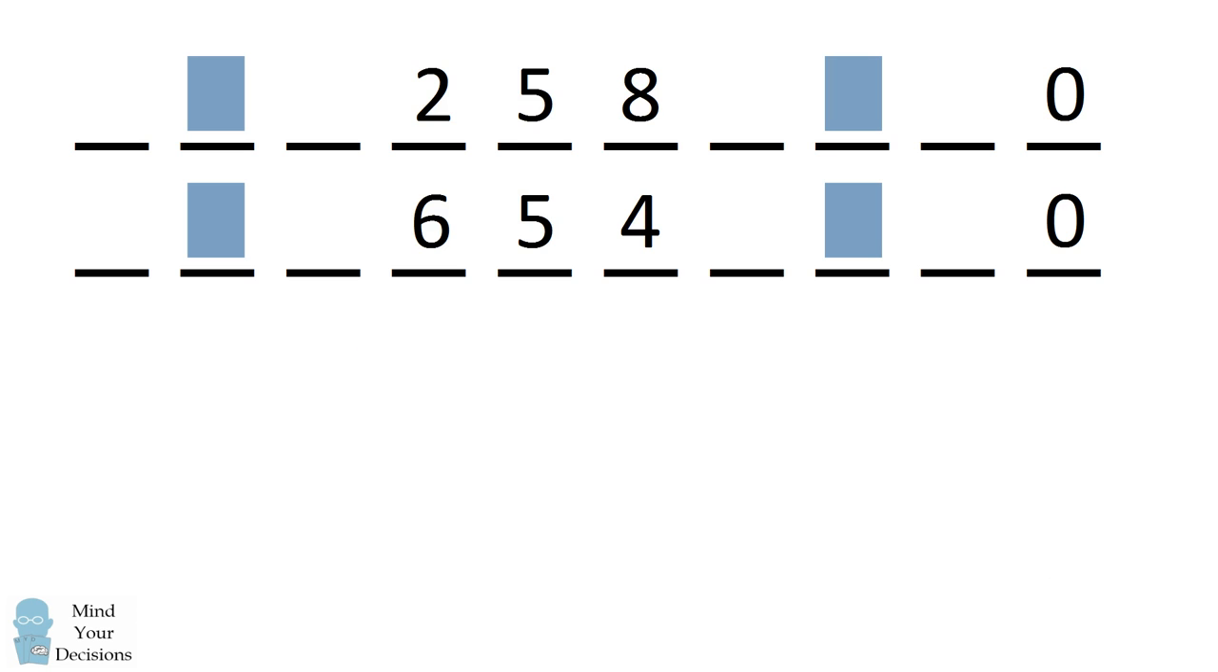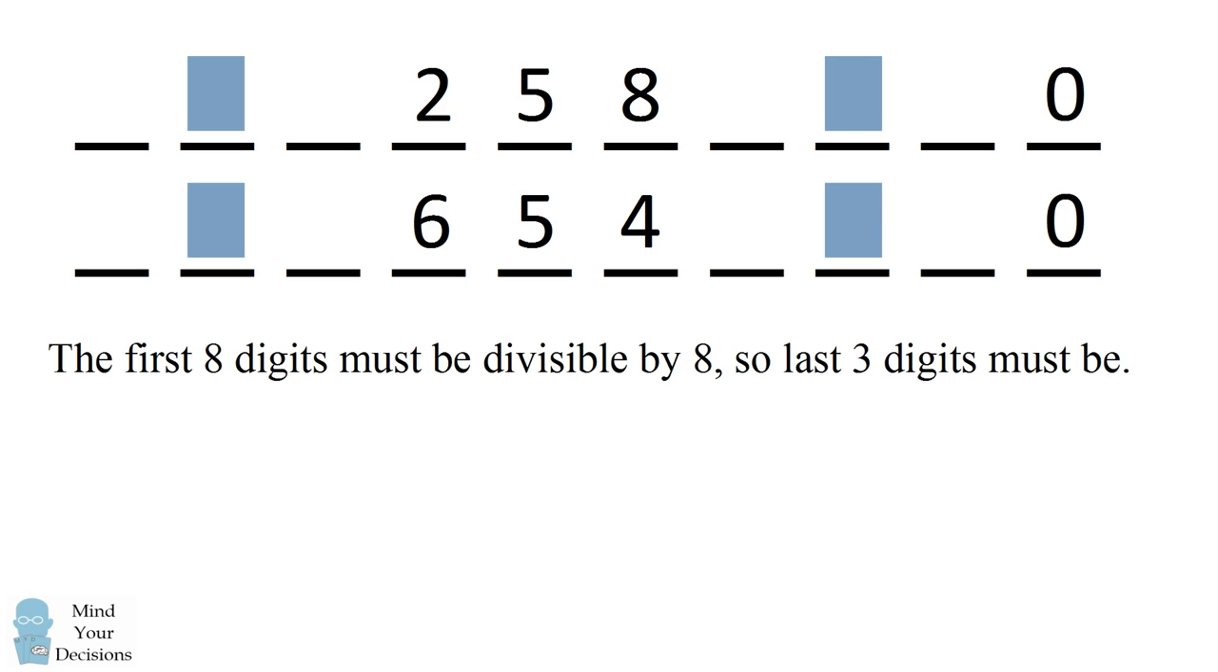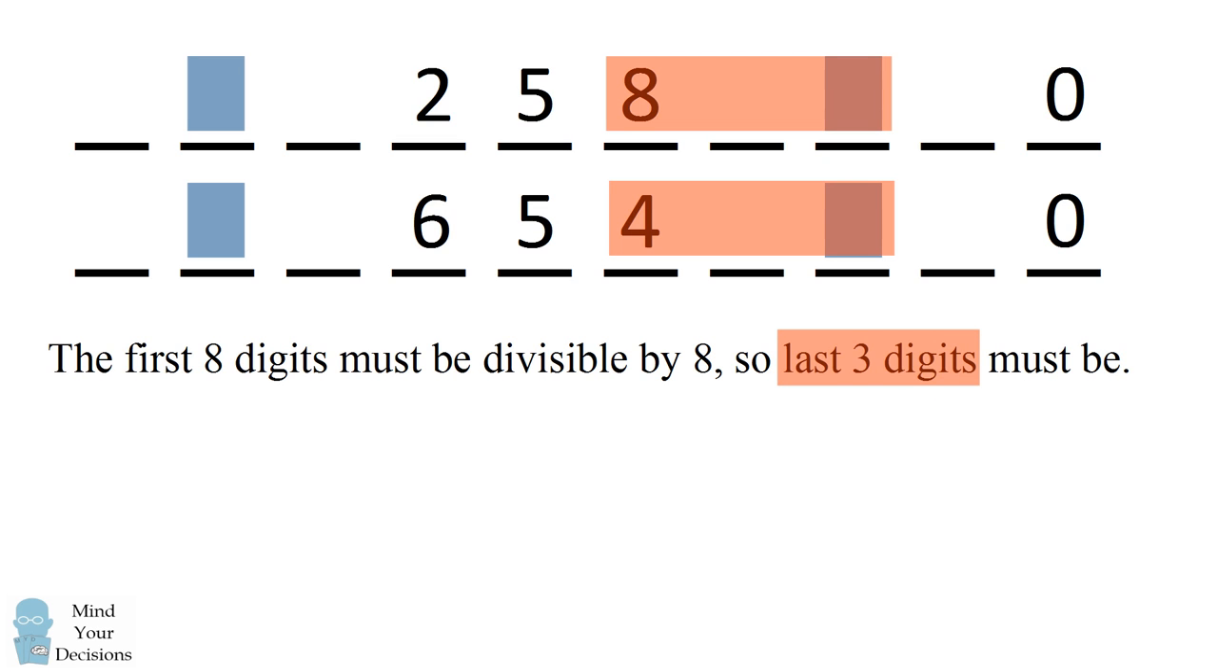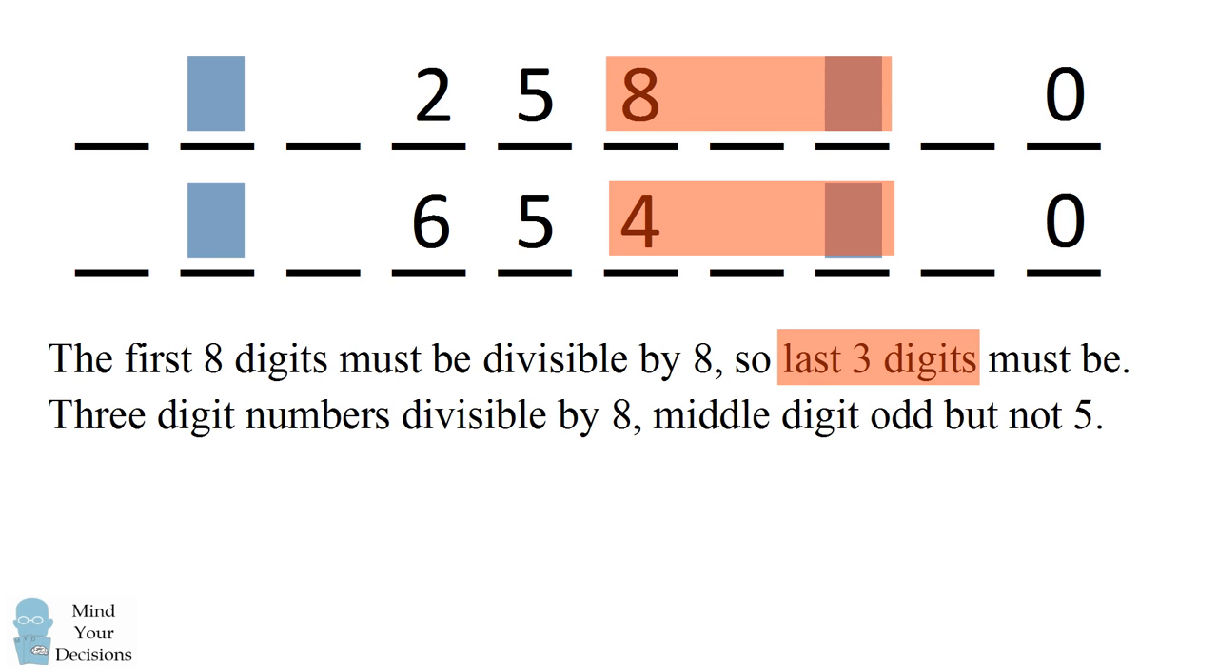Now let's consider the first 8 digits of the number. This needs to be divisible by 8, which means the last 3 digits have to be divisible by 8. So we want to look at numbers in the 800s and the 400s. We also know that the middle digit has to be odd but not equal to 5, and we can't use one of the even numbers we've already used.